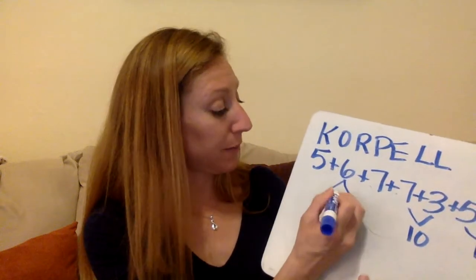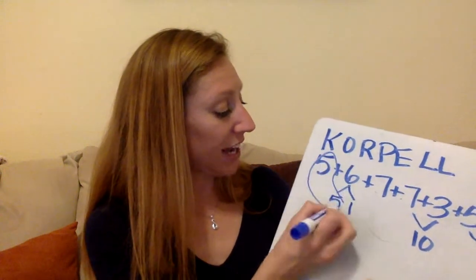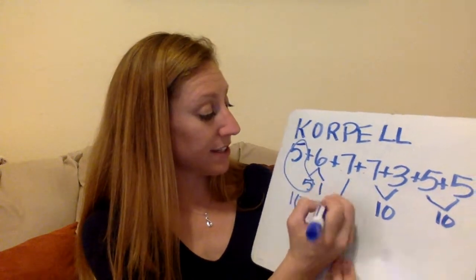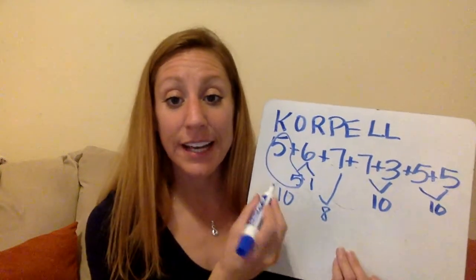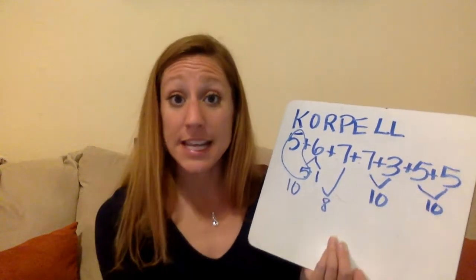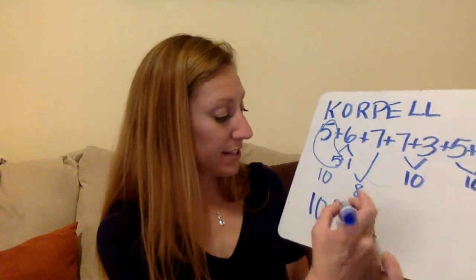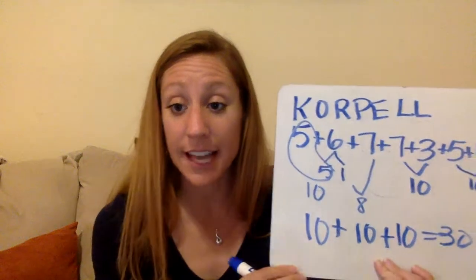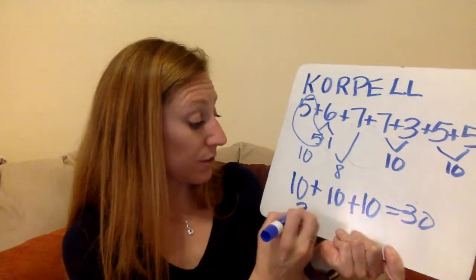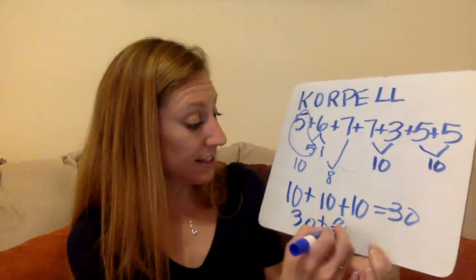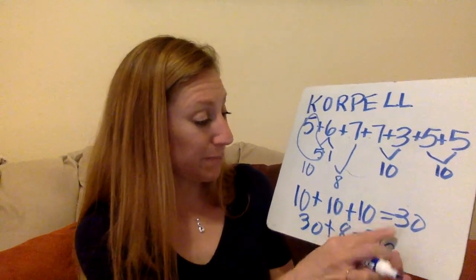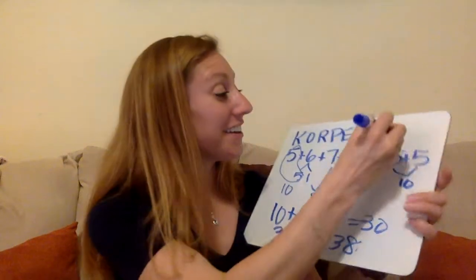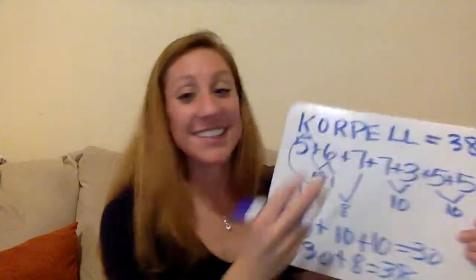So I can split up. I'm going to use another 5. So 5 and 5 made a 10. And then I have 1 here. And then I'm going to put my 1 and 7 together to make 8. So I have 10 plus 10 plus 10, or 3 10s. So 10 plus 10 plus 10 equals 30, 3 10s. And then I'm going to add the 8. So 30 plus 8 equals 38. So Korpel is 38.